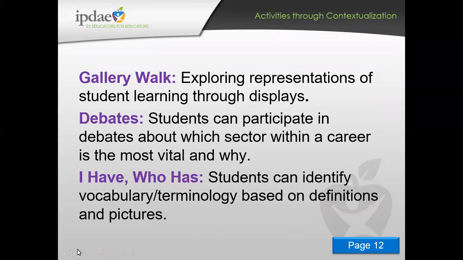Give me a second. I'm sure a lot of you know that one. But I have a stethoscope. Who has an instrument for measuring and indicating temperature? Let me give it a second. I have a thermometer. Who has a process in which ozone, bleach, or hydrogen peroxide may be used? That's a hard one. I have chemical sterilization, and so on. And that's how you can use the I have, who has game for contextualized activities.